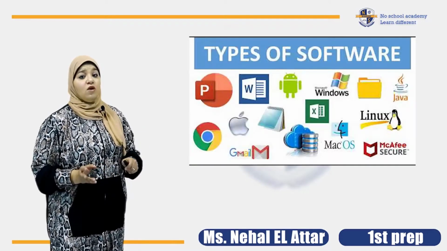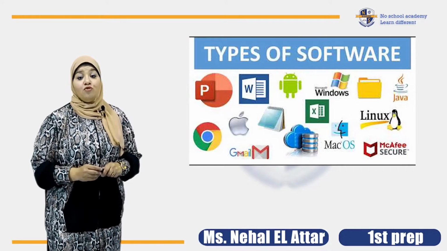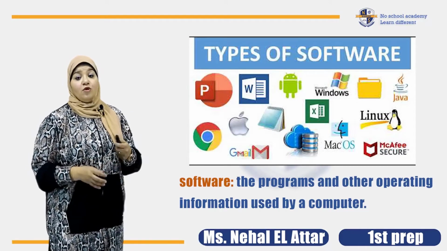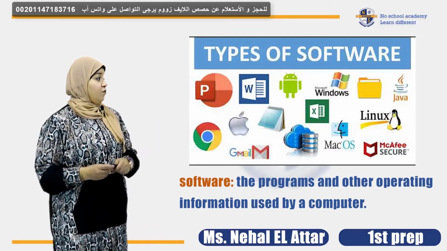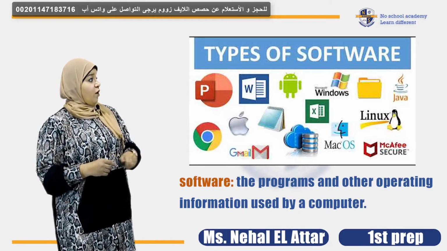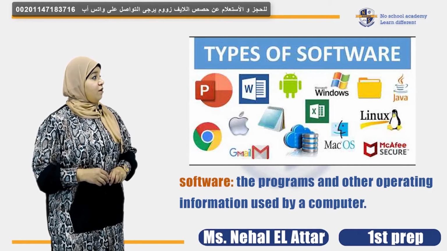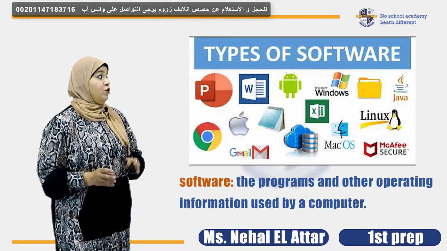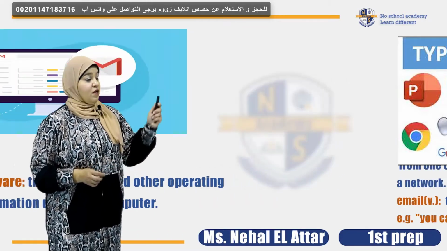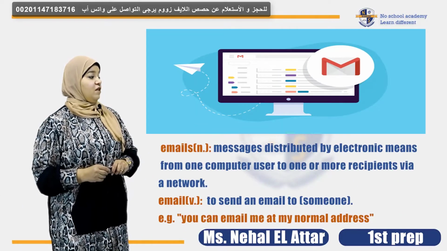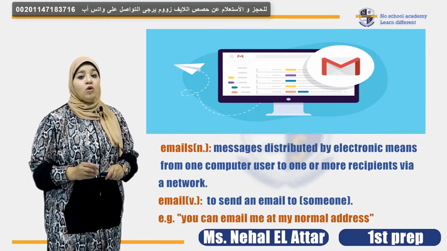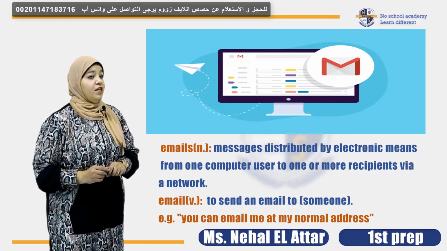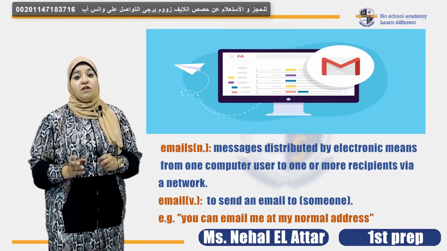Types of software. So we have here the word software, and software means the programs themselves and other operating information used by a computer. So we have here different types of software that you can look at, and of course, as I told you, you know the majority of them. Then we have the word email. Email can come as a verb or as a noun. Let's start with the noun meaning for the word email. Email means an electronic message.